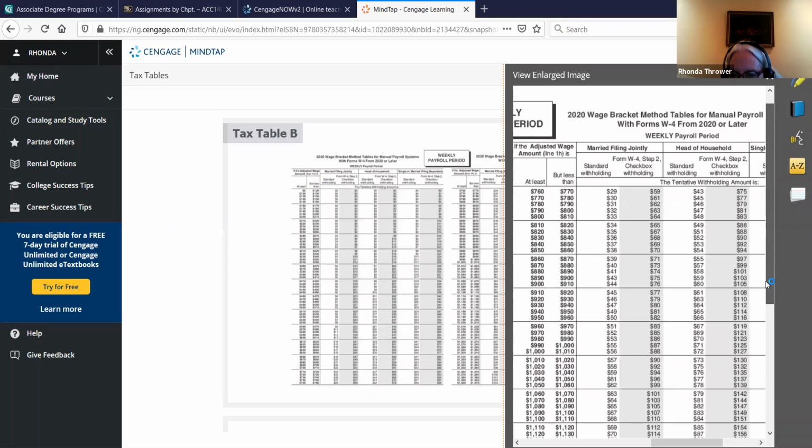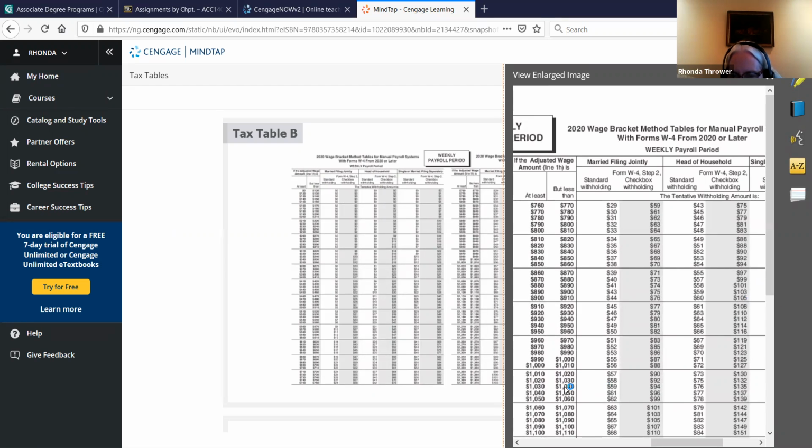So let's see if I can. No, still won't work good there. Okay, it's 1,040. This one right here. You've got to follow this across to single and withholding.